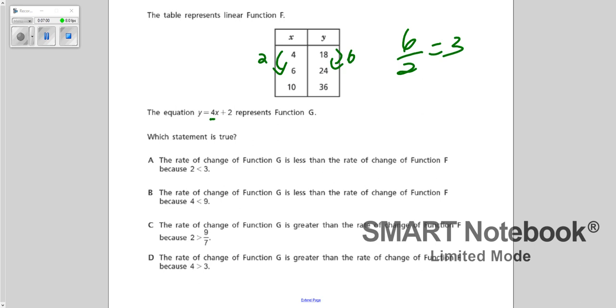Well, the rate of change of g is 4, so that's wrong. The rate of change of g, 4, is less than 9. Well, the rate of change isn't 9, so we're good there. I'm jumping ahead to D. That looks like it has the numbers I need. The rate of change of function g is greater than f because 4 is greater than 3. Yes, 4, 3, that's what we wanted.